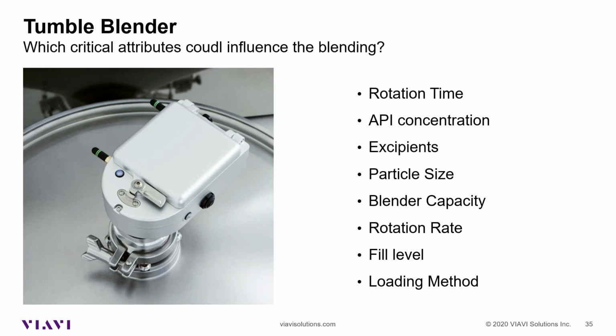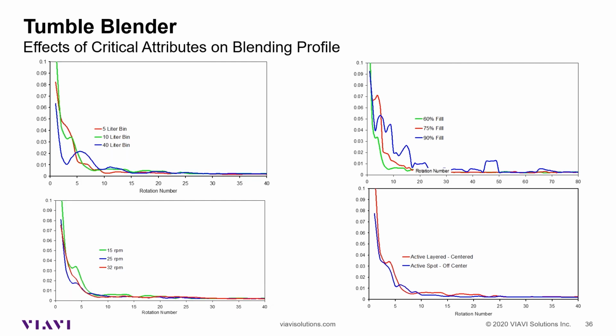What can we see, or better, which are the parameters, the critical attributes that can impact the blending? The rotation time, the API concentration, the excipient, particle size, blender capacity, rotation rate, filling level, and loading method. This is an example that I really like, where you have different graphs, where on the X axis you have the rotation number, so the time, and on the vertical axis, you have the moving block standard deviation. The moving block standard deviation is the variation inside our spectra. Christina will touch base with you later on this.